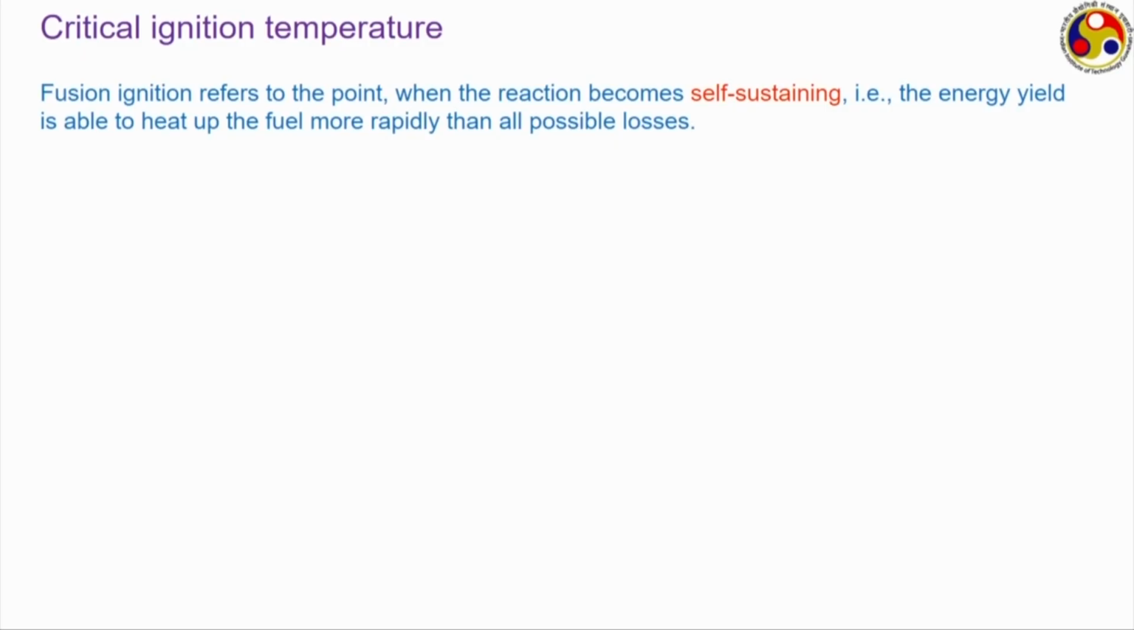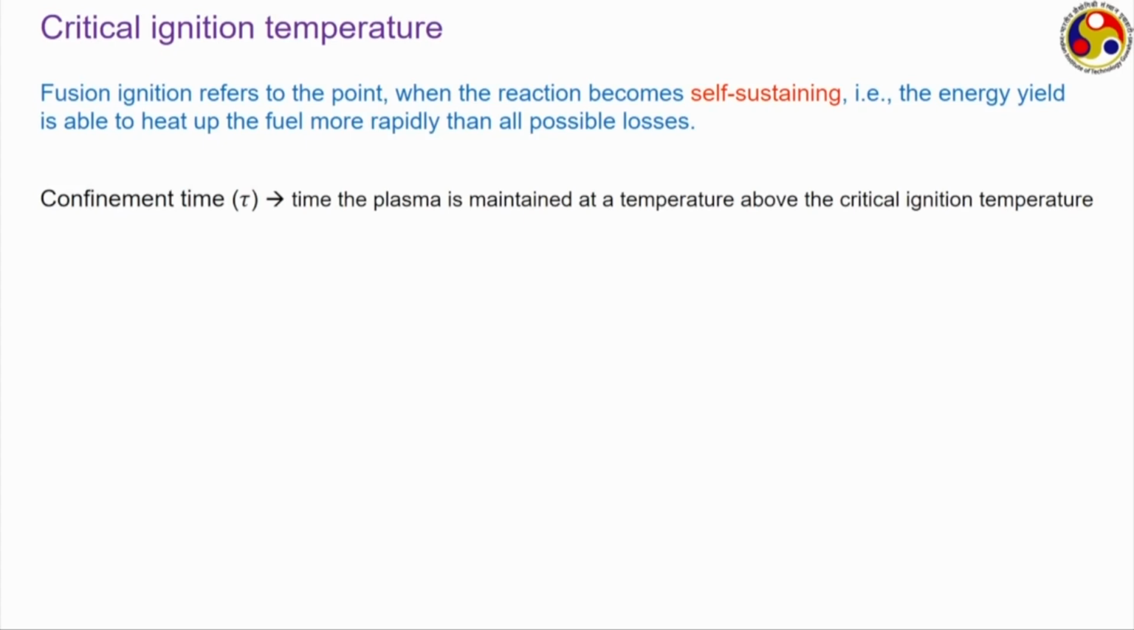But satisfying the temperature alone is not sufficient; we have to consider a few other factors also so that we can overcome all possible losses. One is the confinement time. The plasma must be maintained above the critical ignition temperature for a certain period of time, and only then can it reach that self-sustaining state.